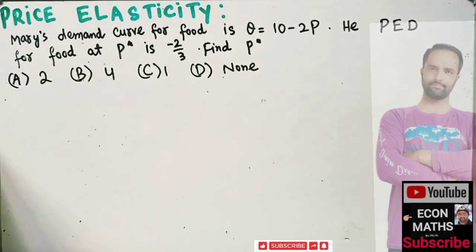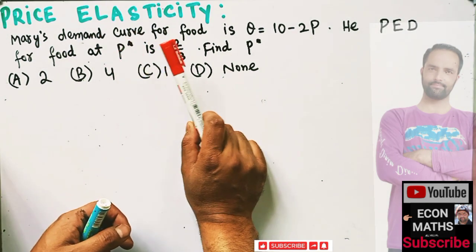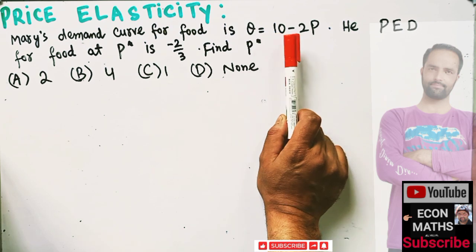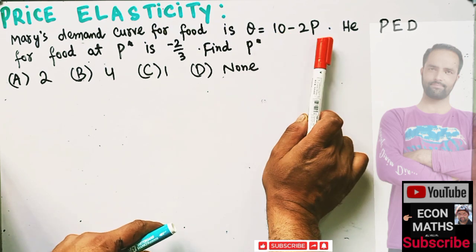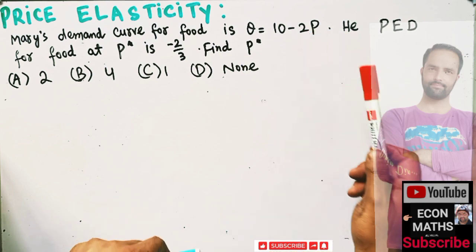Let us solve a question on price elasticity. This question was asked by a brother on Telegram channel of Economics. The question is like this. Mary's demand curve for food is being given by Q is equal to 10 minus 2P. Q is the quantity of food and P denotes the price of the food.